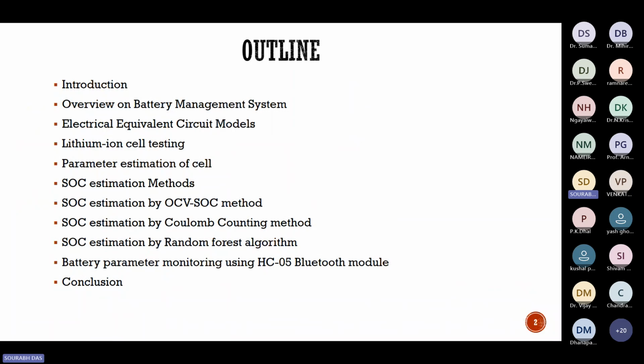And then battery parameter monitoring using Bluetooth module. Then I will conclude.